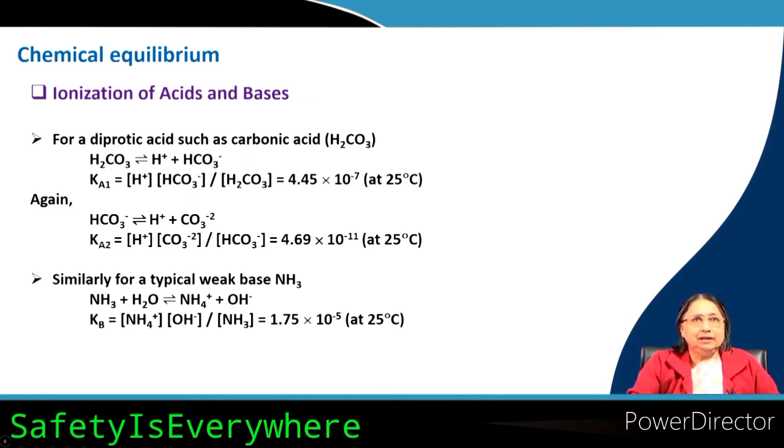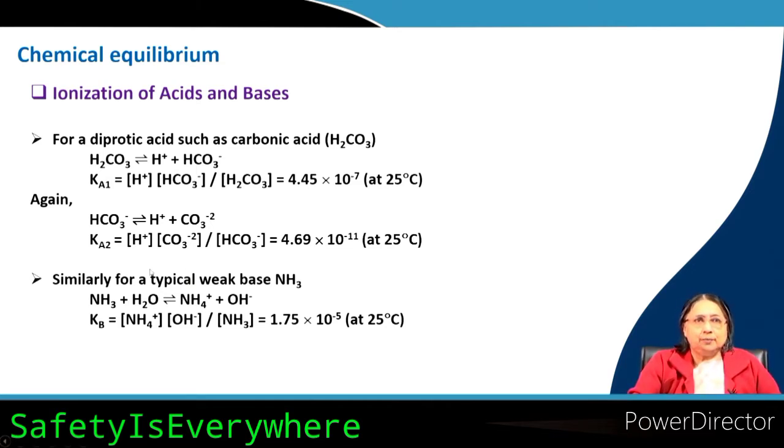Now, when the second deprotonation occurs from the bicarbonate ion, this bicarbonate ion will give H plus ion plus carbonate ion, and then Ka2 can be written by this expression, and the value of Ka2 is 4.69 into 10 to the minus 11. It is very low, and when we determine the pKa, it is seen that it is in the alkaline range.